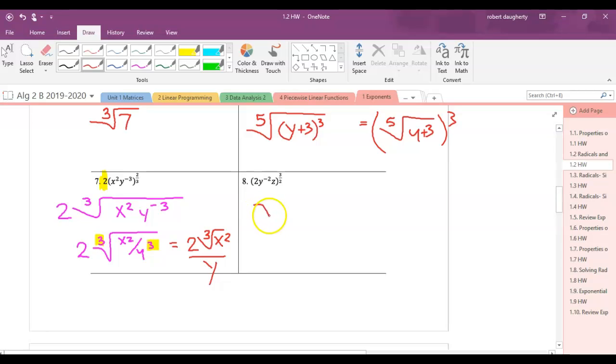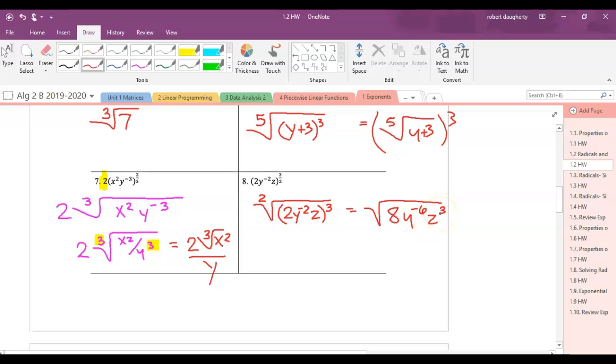Next one is going to be the square root. So the 2 doesn't have to be there. It's implied if it's not. But it's the square root of 2y to the negative 2z, all cubed. What I can do here is just hold all of this out, cube it like this. Let me go back up here. It's probably easier here. Square root of this, let's just cube it here. So this is the square root of 2 cubed, which is 8, y to the negative 6, z cubed.